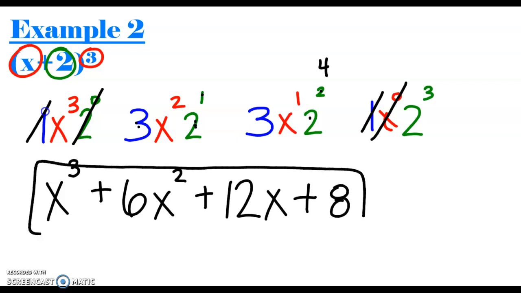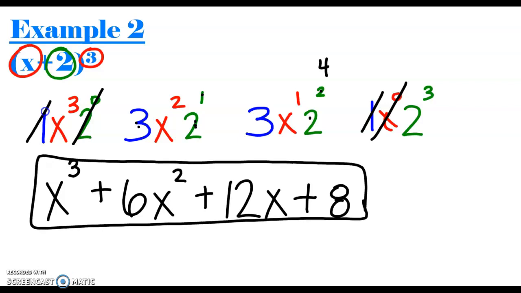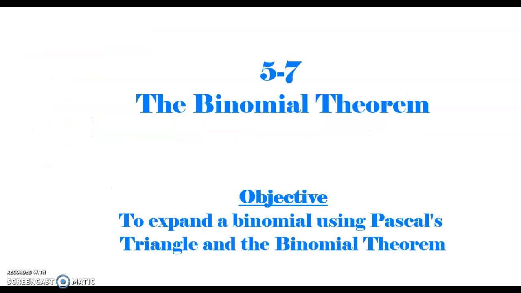So this would be the same thing you would get if you took the time to multiply the binomials out. All right, so it is called the binomial theorem. It is a shortcut.